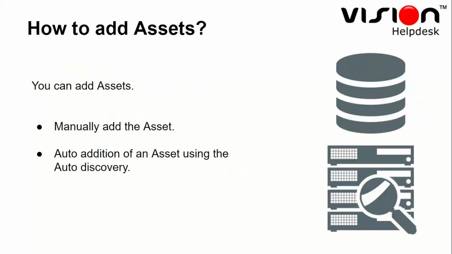Now, in Vision Helpdesk, we can add assets in various ways. One way of adding an asset is to add it manually within this software. Another way is to use the auto discovery tool and add assets within the system. Now let's see how we can add assets manually within our software.